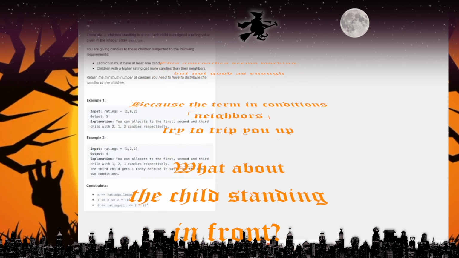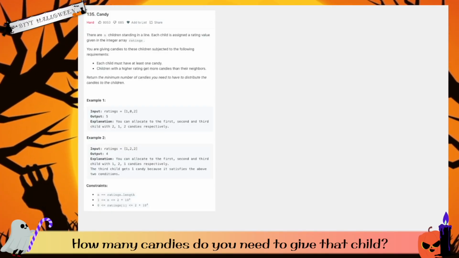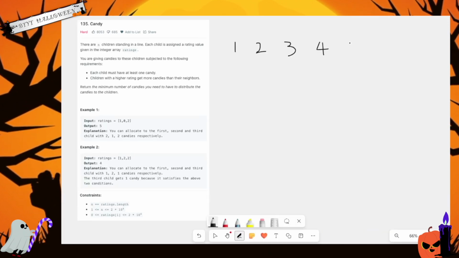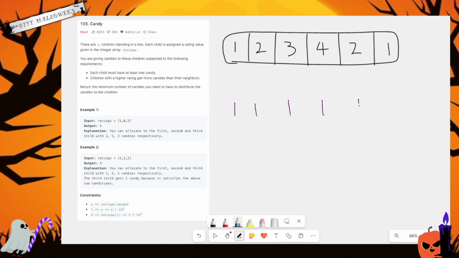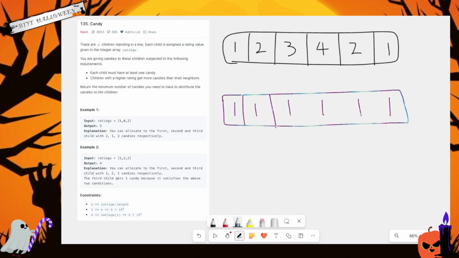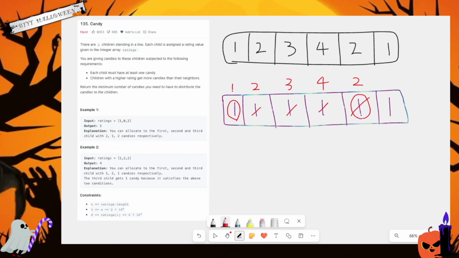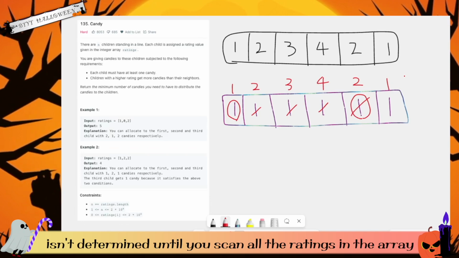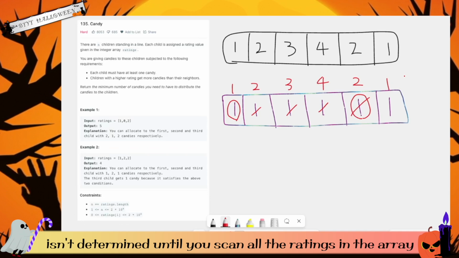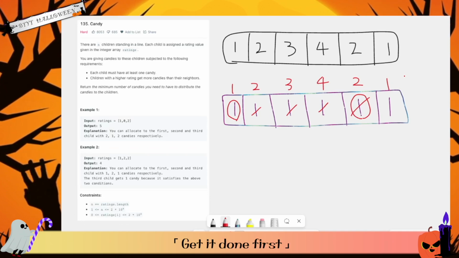What about the child standing in front? What about the child behind you? How many candies do you need to give that child? The thing is, the amount of candy to give each child isn't determined until you scan all the ratings in the array. So, following the first step of algorithmic problem solving, get it done first.